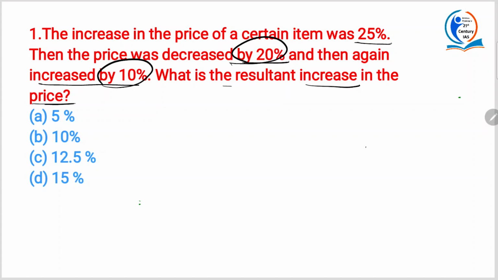They're not asking for the absolute number, just the increase or decrease in percentage. So you can assume that number. You can put it as X, or you can assume it as 1 or 100. I am assuming it as 1. The price was increased by 25%, which means multiply by 1.25, and it was decreased by 20%, which means the number will become 80% of itself. Now what is 80% of itself? In decimal form, you have to multiply by 0.8.